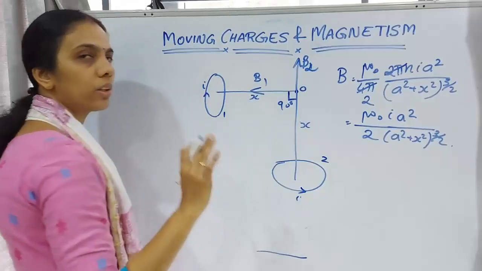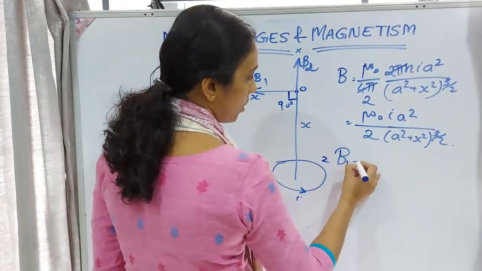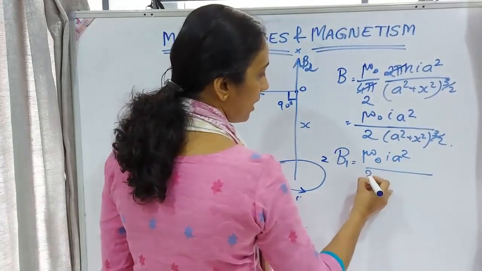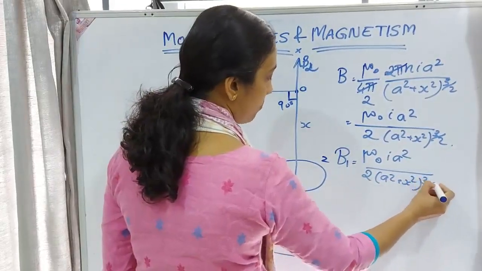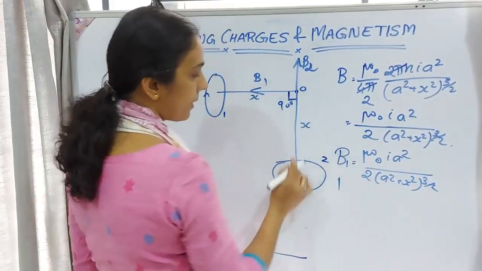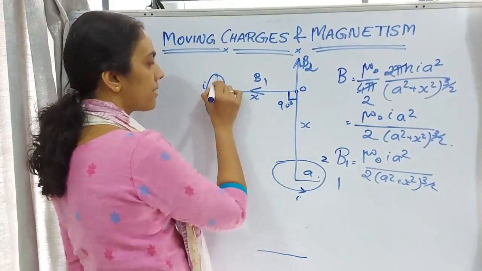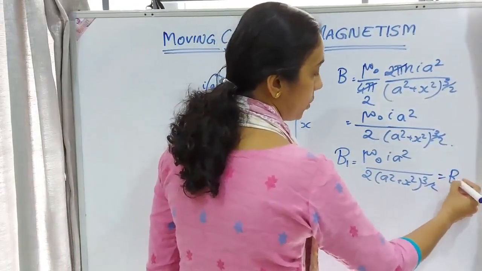So we need to find out the value of B1 and B2. B1 will be equal to mu 0 I a square divided by 2 into a square plus x square the whole power 3 by 2, and B2 also, since the radius is the same, a is the radius if I am considering, and the value of x will remain the same for B2 also.